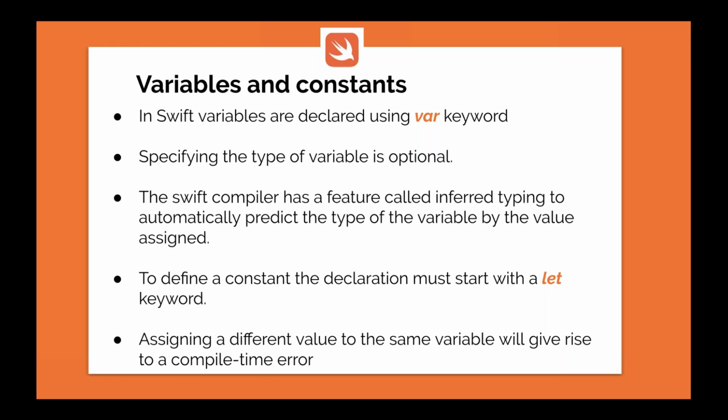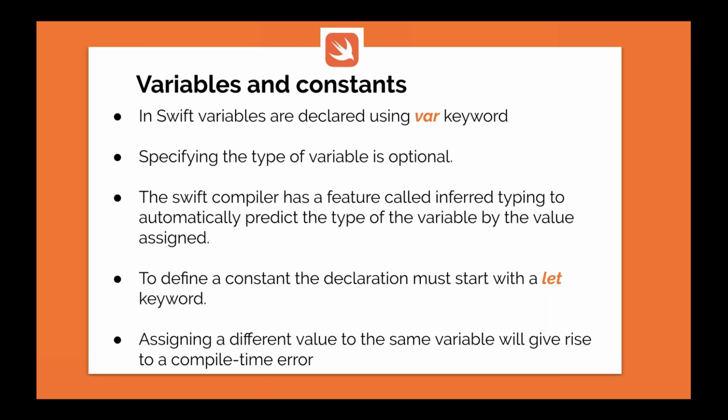Third point: the Swift compiler has a feature called type inference to automatically predict the type of the variable from the value assigned. So explicitly we need not assign the data type when creating it. If you still want to specify the data type, then you write var or let, the variable name, a colon, then the type of the variable, equal to the value.